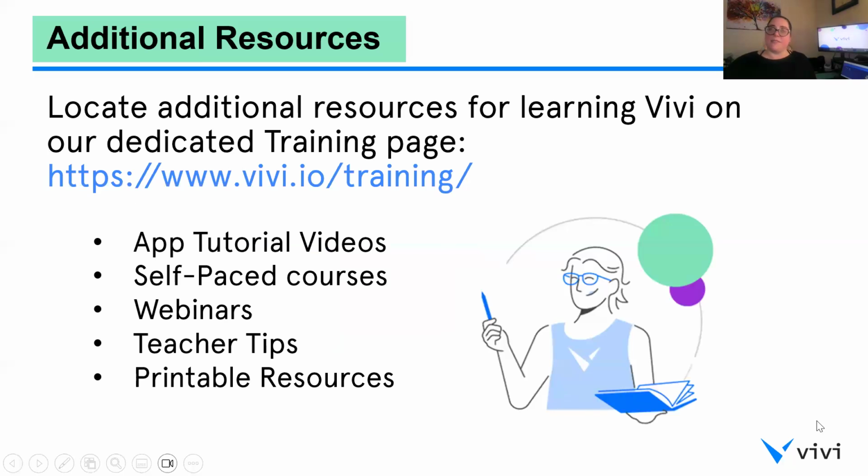Well, that takes us to the very end of our Vivi app training, level 3. Again, we do have additional resources on our training page. Feel free to take a look, including if you are looking for a certificate of completion, you can complete our self-guided level courses to earn one.